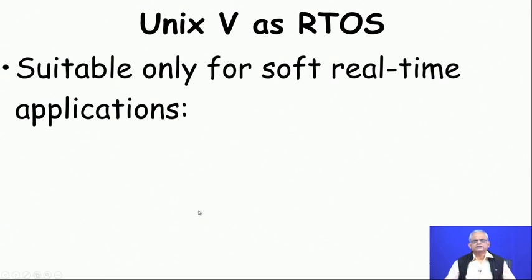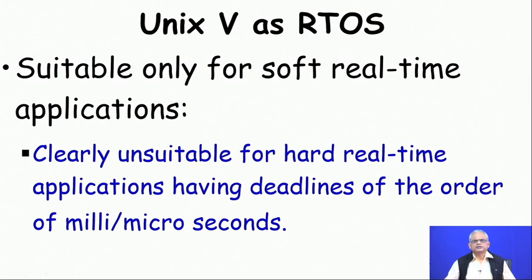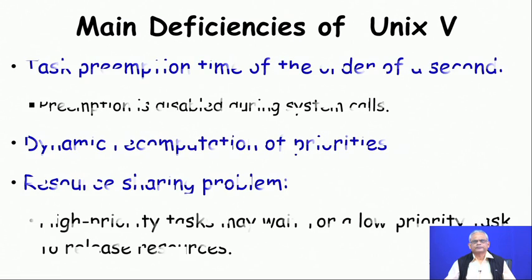So, Unix with its dynamic priority level and its non-preemptable kernel can only be used in soft real time applications. It is not suitable for hard real time applications where the deadline is of the order of milli or microseconds.